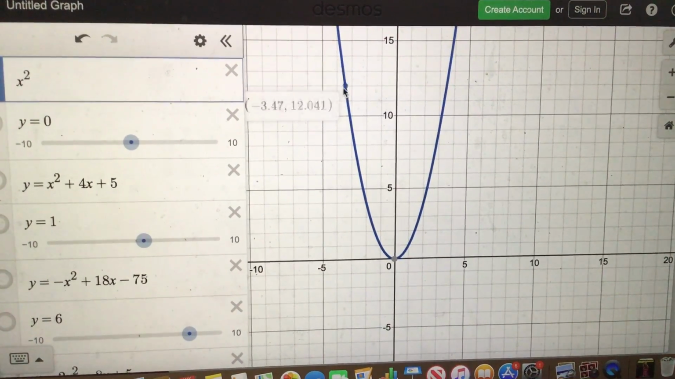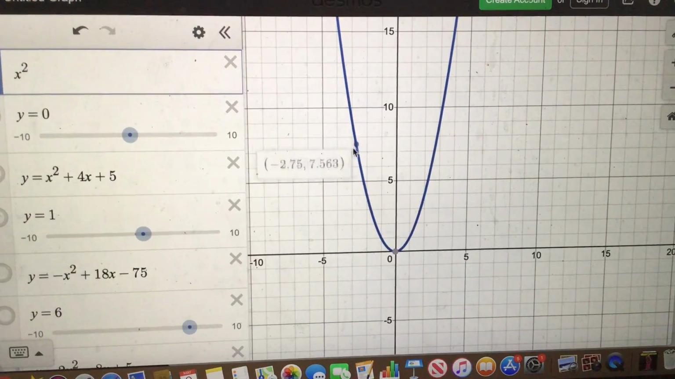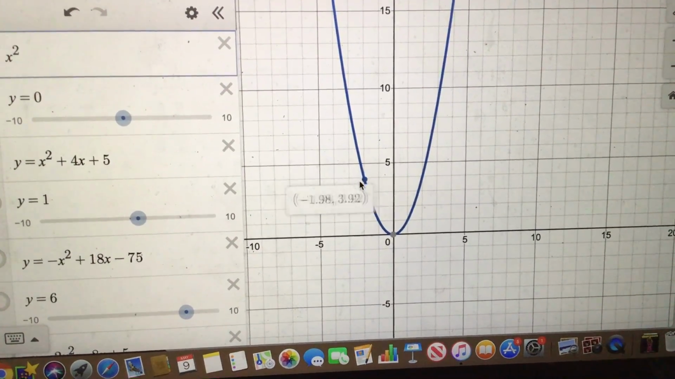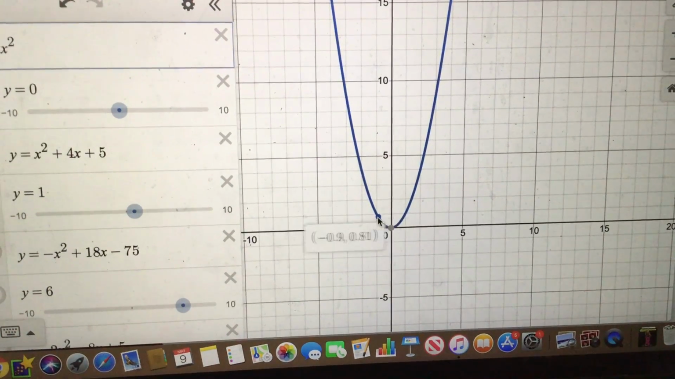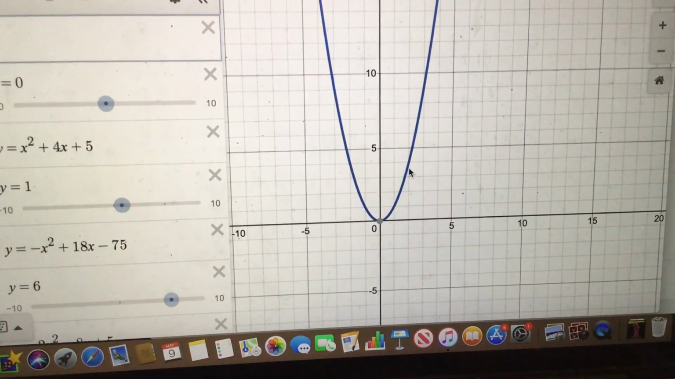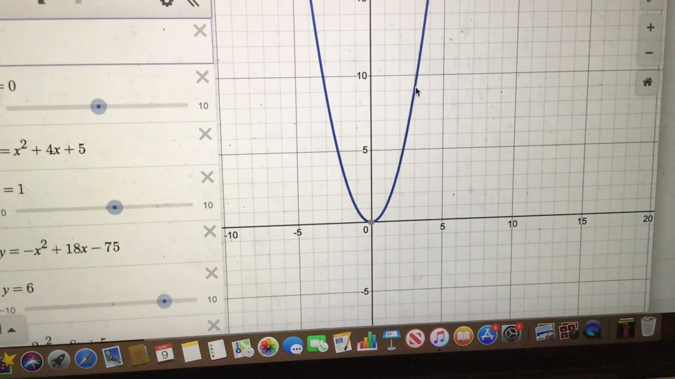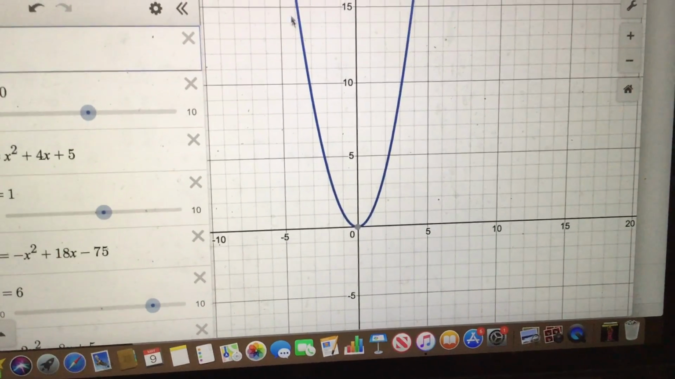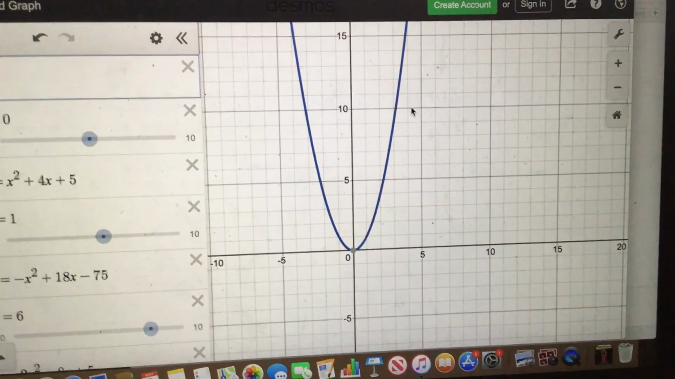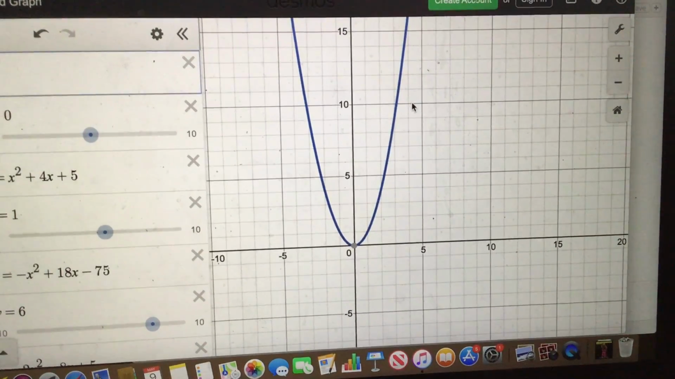So we've got negative 3, 9, negative 2, 4, negative 1, 1, and then 0, 0, 1, 1, 2, 4, 3, 9, and so on and so forth. So you notice that it's a curve. It's the earliest example that we've learned in algebra of what a curve is. It's not a straight line.